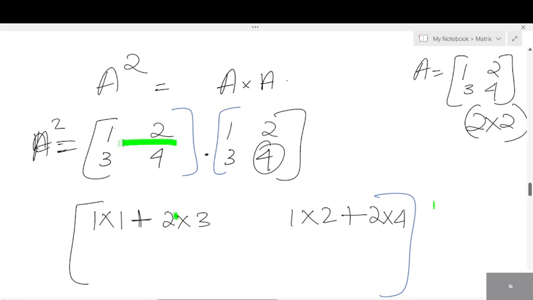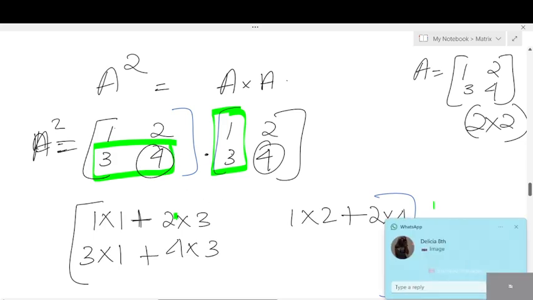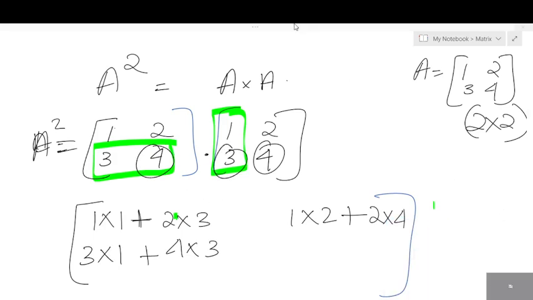Let's go with the second row now. Look, same like this with the first one. Now which two I have to multiply? 3 into 1 plus 4 into 3. See, second one, right? Second and second.